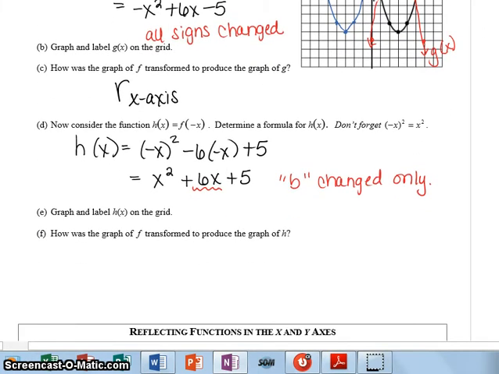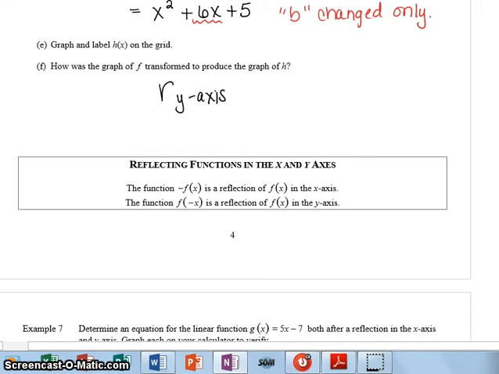So part F says, how was this graph transformed? That is a reflection over the y-axis. So one thing that we just learned is when the negative's on the outside, it's a reflection on the x-axis. When the negative was inside the parentheses, it was a reflection on the y-axis. So basically this little box here is summing this up, guys. This is really, really important. So the negative was on the outside, it was a reflection over the x. When negative's on the inside, it's a reflection on the y.